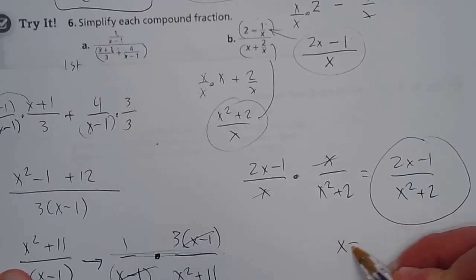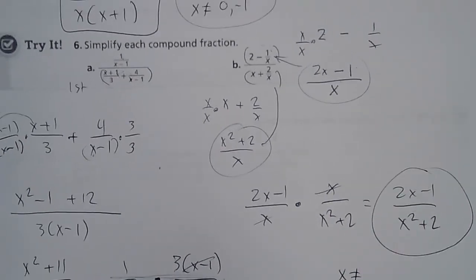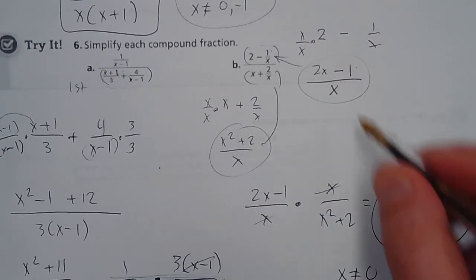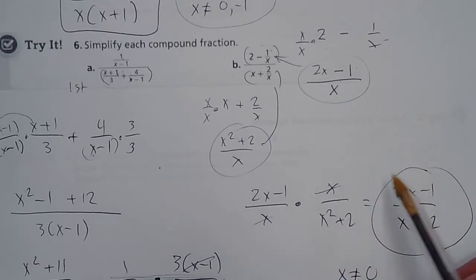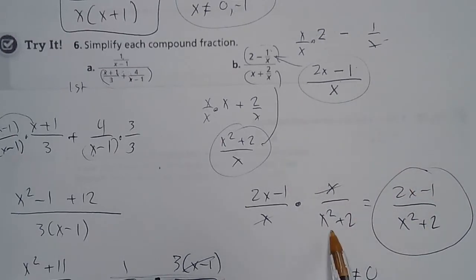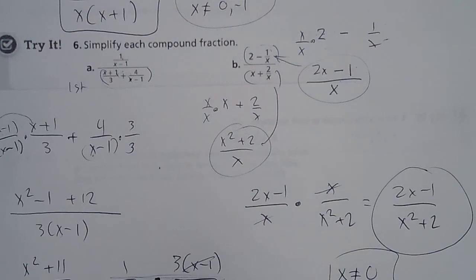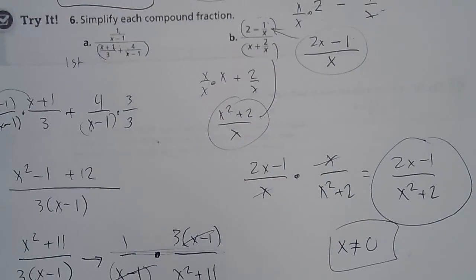Last thing to address, what kind of restrictions do I have? X definitely can't be 0. It was in the denominator a bunch. And then it can't be, well, this one would have an imaginary value to get a negative there, so don't got to worry about that. And this part is never in the denominator, so don't have to worry about that. So just the 0. And there we go.